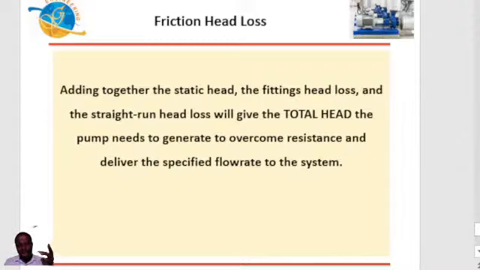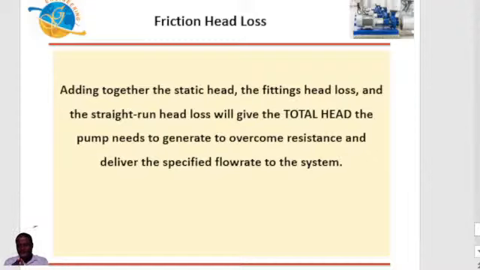So your total head requirement will be that head the pump needs to generate to overcome any form of resistance, and at the same time be able to deliver that specified flow rate to the system. You don't want to be the engineer responsible for installing a pump which is not capable of delivering a required flow rate at a given head or pressure. This is the beginning of the problem. So you don't want to be the engineer responsible for that.